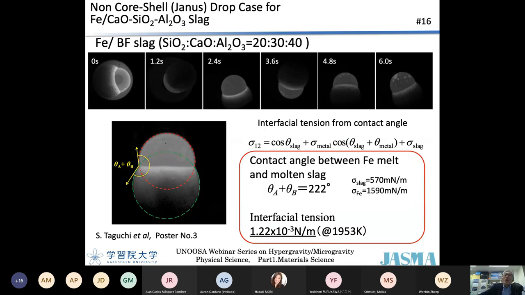In the case of not making a quartz droplet, the Janus droplet case, we can also obtain the interfacial tension value. That is an advantage in microgravity experiments, because in microgravity the liquid droplet makes a completely spherical shape. So it is easy to fit by the spherical shape in the image, here and here. So we easily obtain the contact angle from here to here. From the contact angle, we obtain the interfacial tension value. In this case the interfacial tension value is 1,220 millinewton per meter. This is a little bit larger than the quartz droplet case.